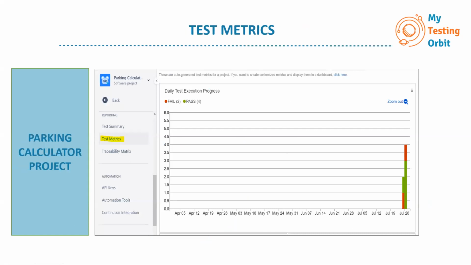Okay, then we also have test metrics. So this view shows us how many tests were actually executed, when they were executed, and how many were passed and how many were failed. So we get all that detailed metrics from this view as well. So as you can see, the date is given. The green ones are the ones which were passed and red ones are the ones which were failed. So these are a few metrics which we can get from Zephyr and JIRA.